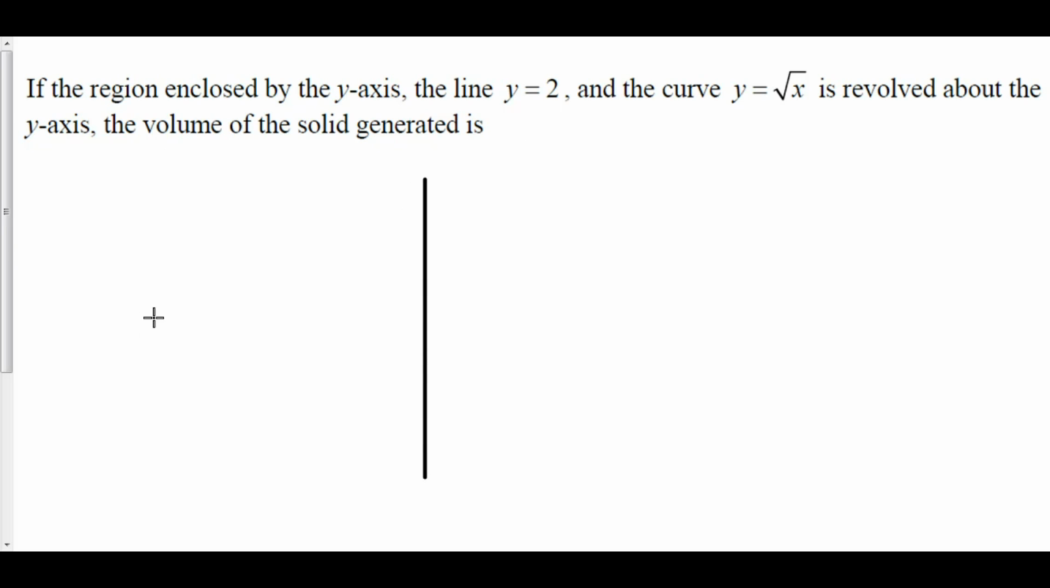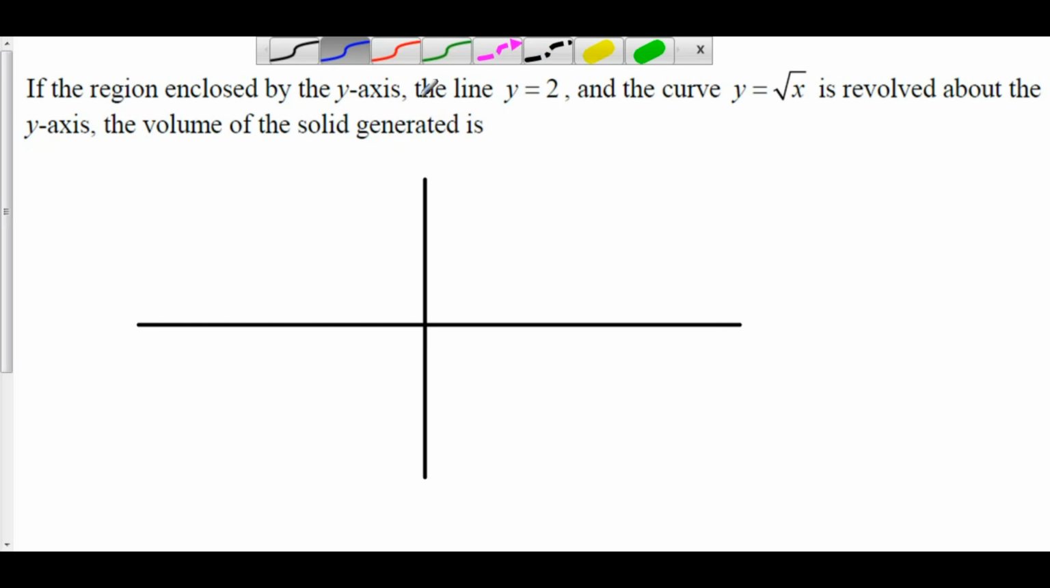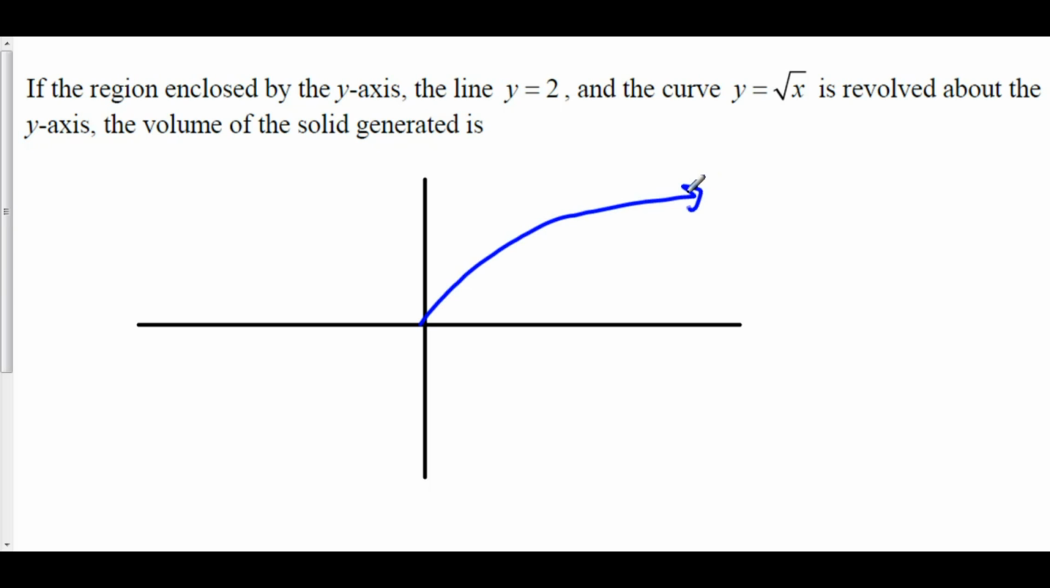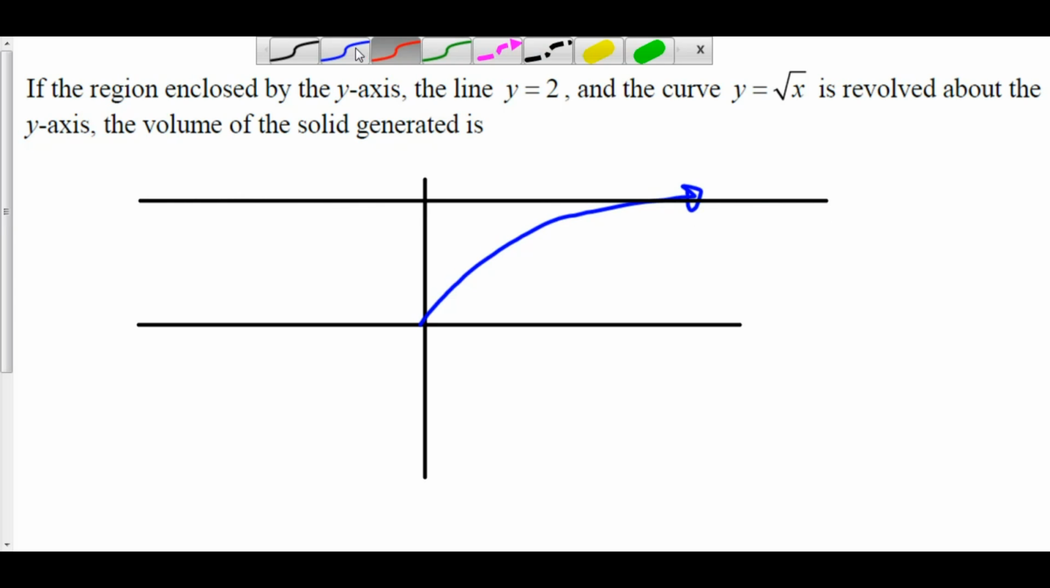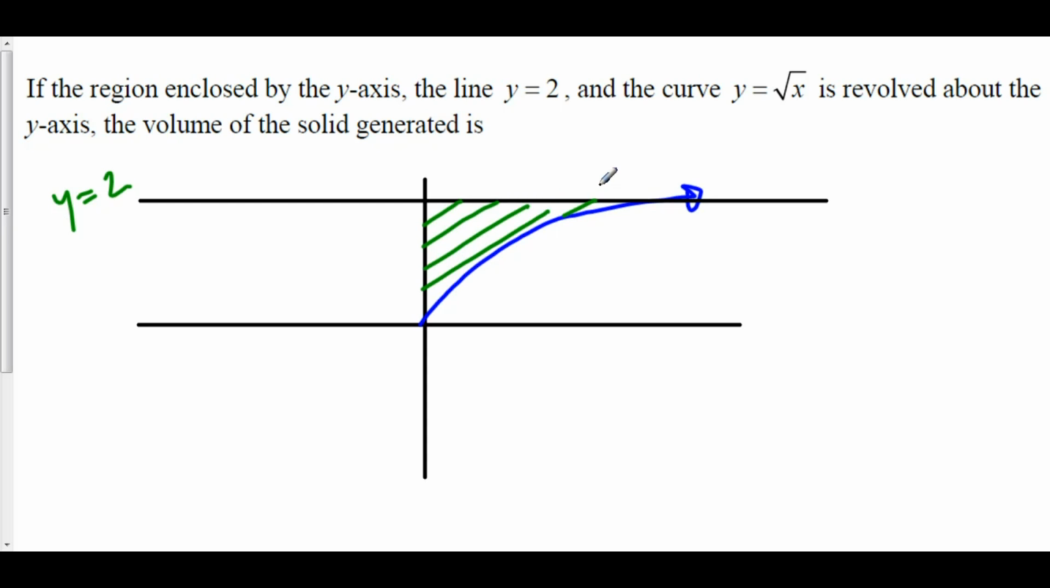Let's first graph all of the stuff that we have. Y equals the square root of x looks like this. Y equals 2 is the horizontal line somewhere over here. So we'll call this y equals 2. And the y-axis. So we're looking really at this area, this region inside of here. So to revolve this all around the y-axis.